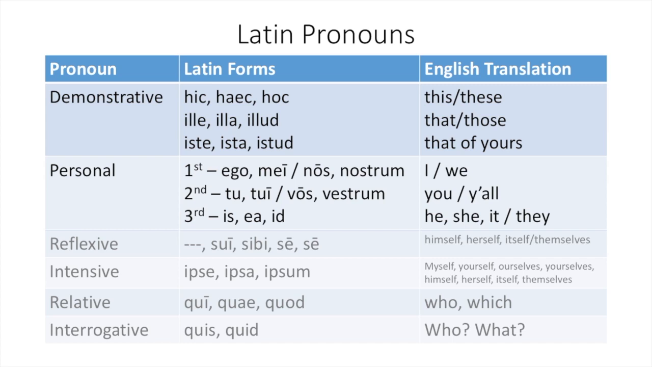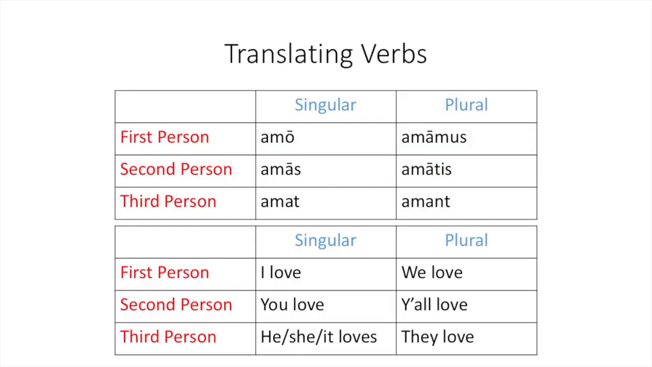So why are they called personal pronouns? Well, they're called personal pronouns because they're the same types of pronouns we use when we translate verbs. First person verbs are I and we, or me and us in other cases. Second person are you and y'all. These are generally the same forms in other cases. And then third person pronouns are used for third person verbs like amat and amant. So he, she, it, and they. In other cases, him, her, it, and them.